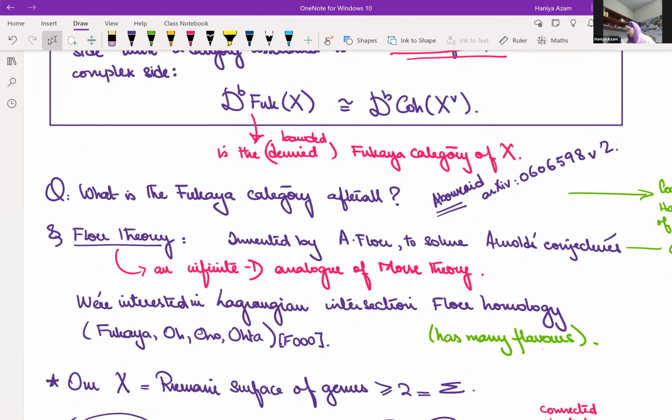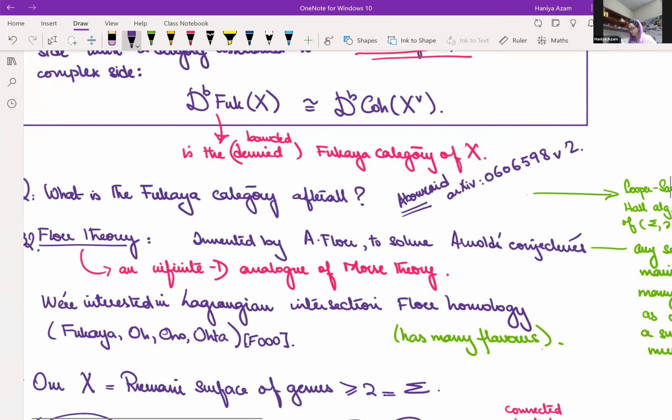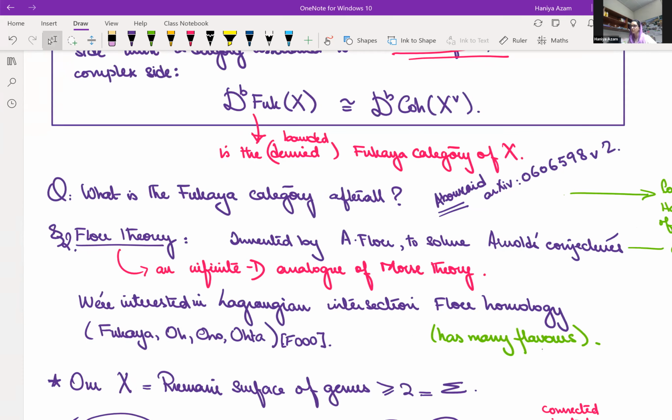So at the risk of oversimplifying things again, this was invented by Andreas Floer to solve Arnold's conjecture. Arnold's conjecture states that any self map for a symplectic manifold should have as many fixed points as the critical points that any smooth function on that manifold should have.